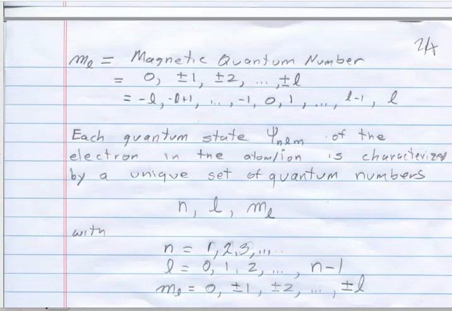So each quantum state of the electron, so here we're getting the wave function of the electron in the single electron atom or ion system, is characterized by a unique set, at least up to this point, of quantum numbers n, l, and m sub l.